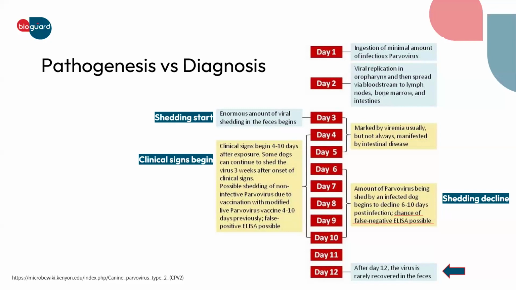So that's the issue. Once you are deciding on the diagnostics, it's very important, since the shedding has already started after day 3. So from day 3 to day 10 is the right time when you can actually correctly diagnose parvovirus from the patient.